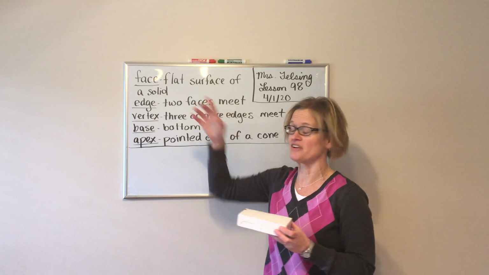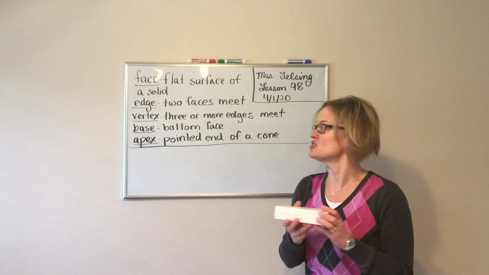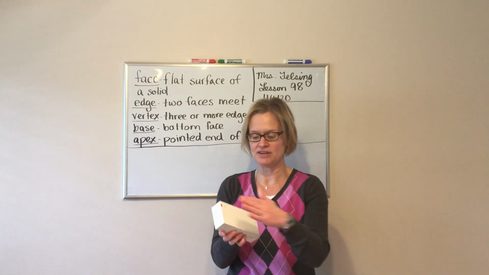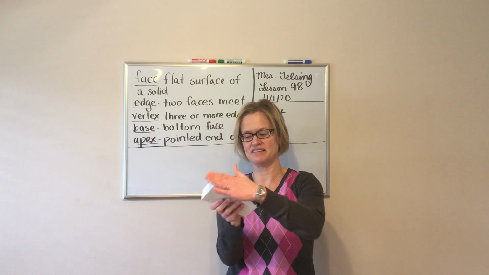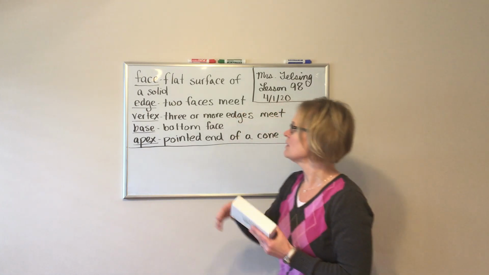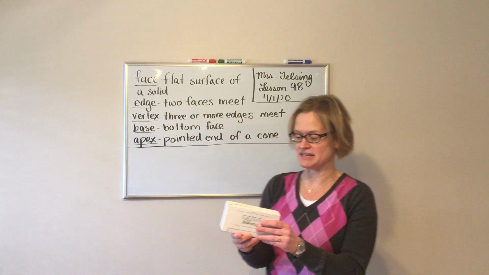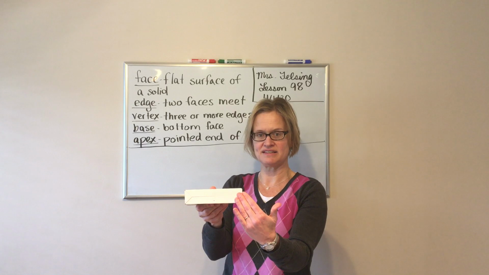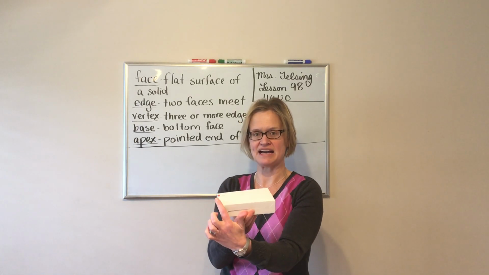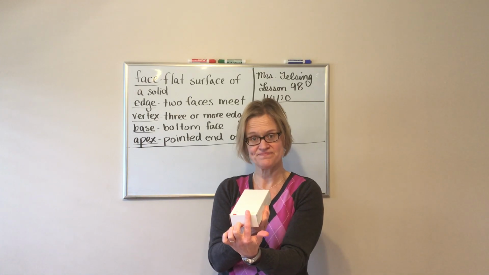Now, when we're talking about a face with us, we obviously know it's this. When we're talking about a face with a geometric solid, that is a flat surface of a solid. See how this is flat, these are all considered faces. Next is edge. That is where two faces meet. So this is a face, this is a face. They meet here at the edge. This would also be considered an edge.